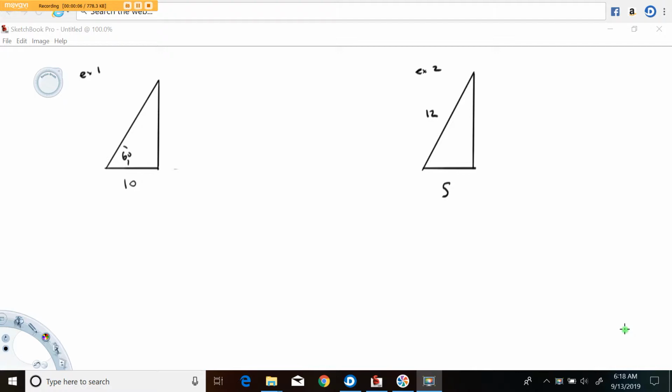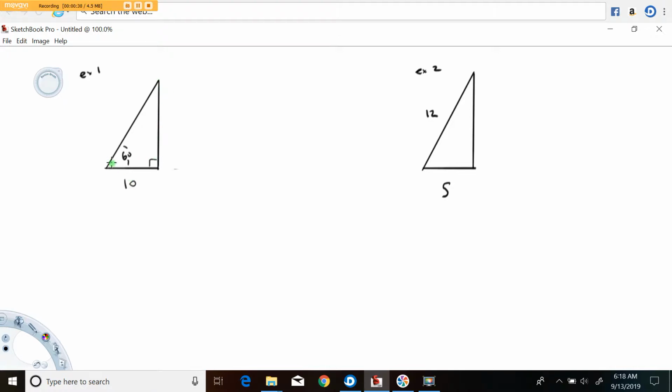Making this video here to provide a couple examples of applying right angle trigonometry to solve problems. So we're going to look at a couple of examples here. We'll start with example 1. We've got a right triangle, meaning that's a 90-degree angle. We've got a 60-degree angle here, side of 10 on the base here. And we're going to try to find all the other properties of this triangle.